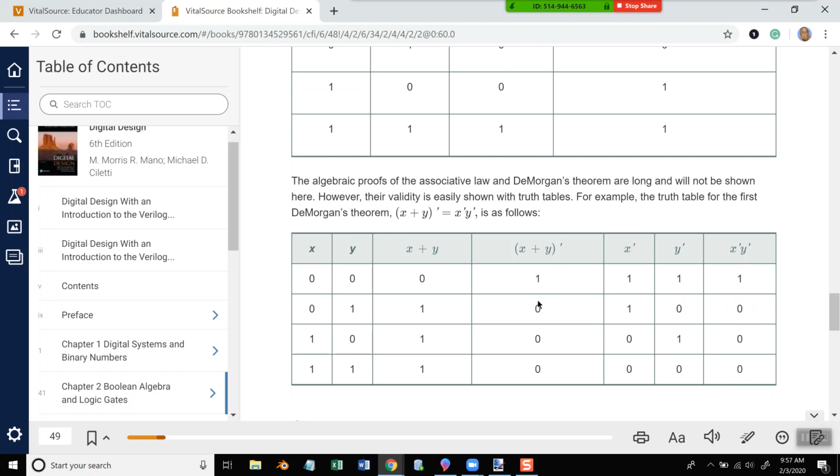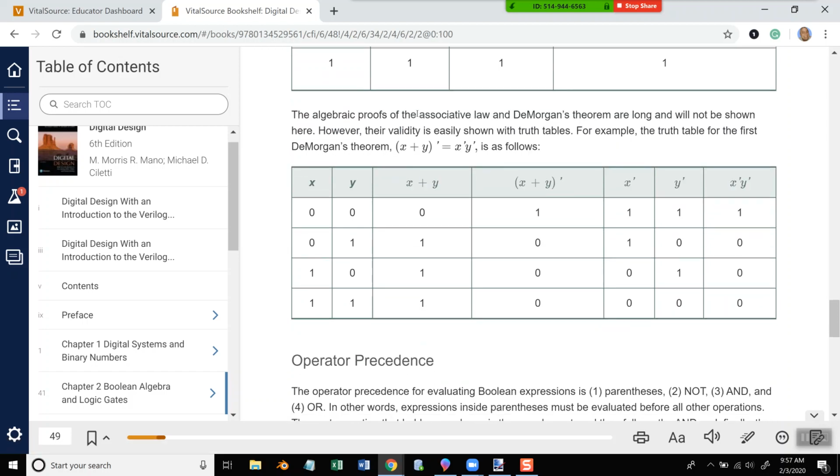So our left-hand side was this column right here, and that's our right-hand side, and you see they're the same, which proves De Morgan's theorem. Then you see here, they say the algebraic proofs of the associative law and De Morgan's theorem are long and will not be shown here. However, the validity is easily shown in truth tables.